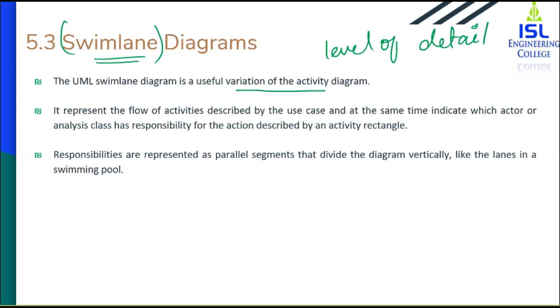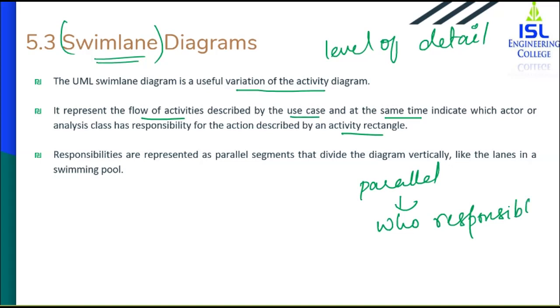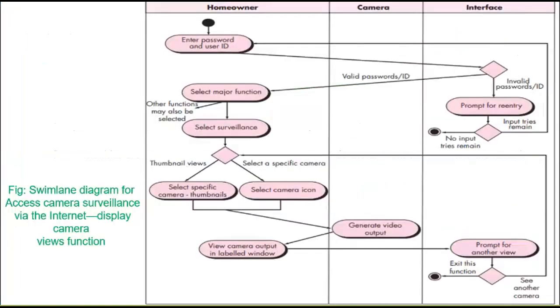Now, this represents the flow of activities that are described by use case, and at the same time indicates which actor or class has responsibility for the action described by an activity rectangle. Now, this means if for a particular instance of time, there are some tasks that are occurring in parallel, or you want to know who is responsible for that specific task, for that particular purpose, you make use of this swim lane diagram. Now let's see this example.